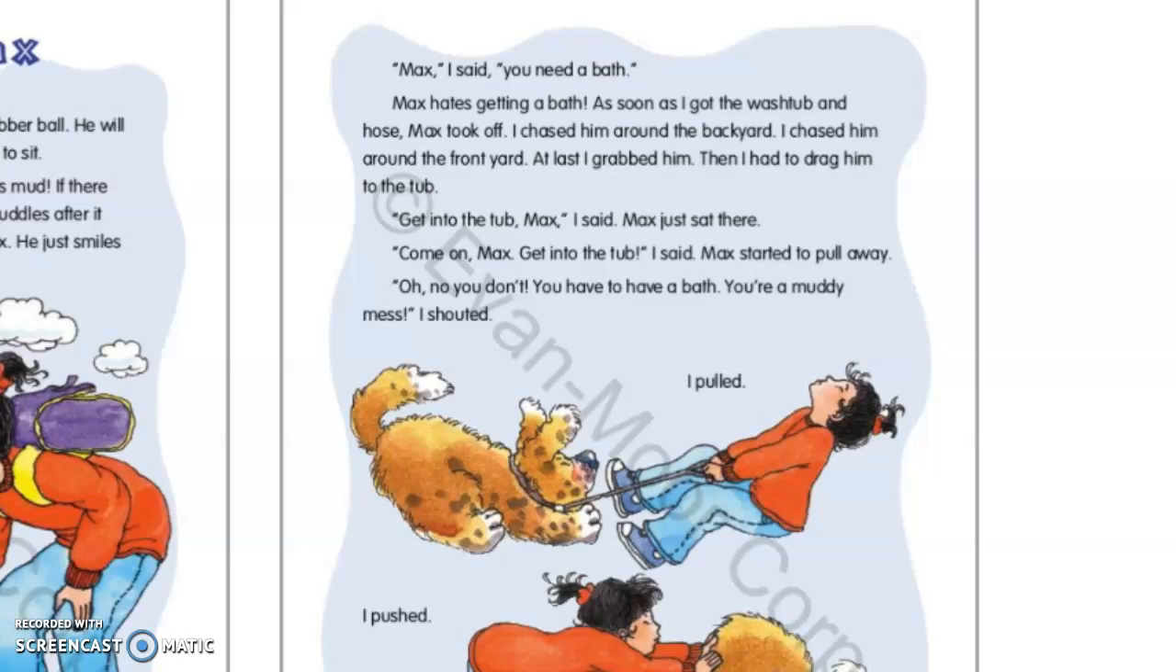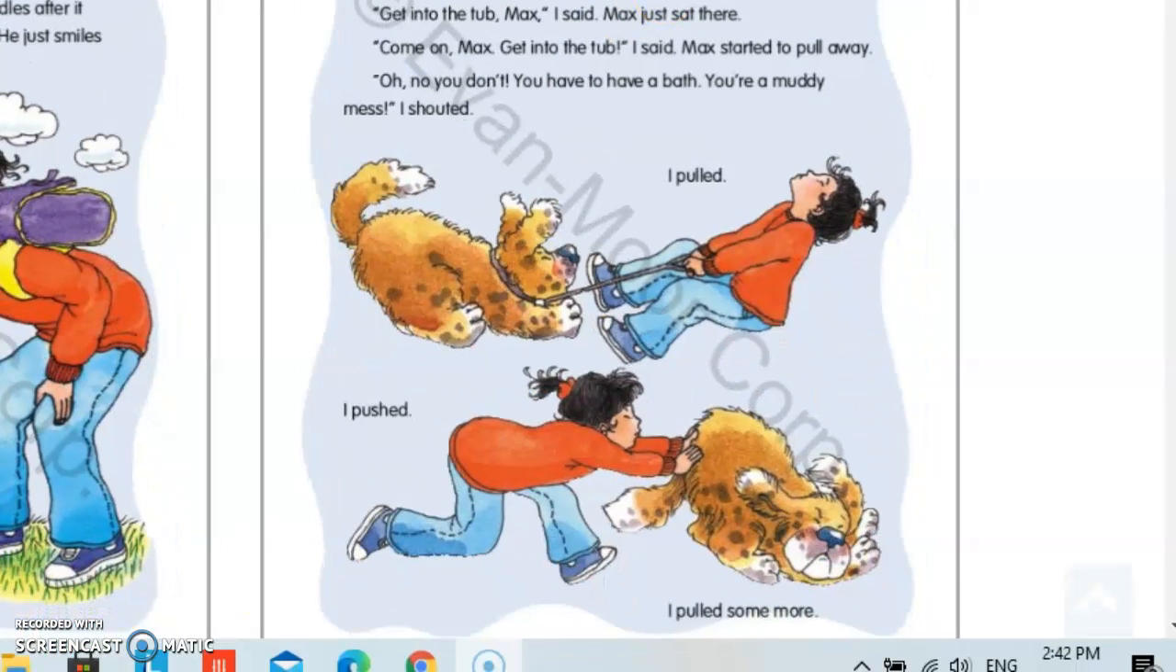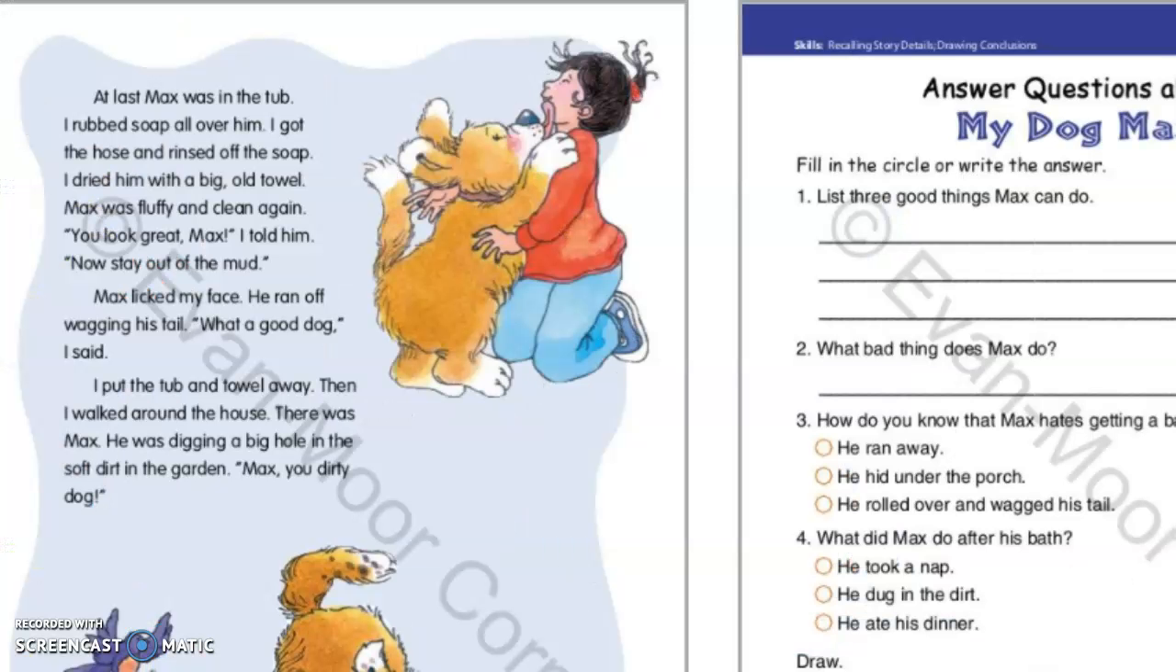Get into the tub, Max, I said. Max just sat there. Come on, Max, get into the tub, I said. Max started to pull away. Oh, no, you don't. You have to have a bath. You're a muddy mess, I shouted. I pulled. I pushed. I pulled some more. At last Max was in the tub.